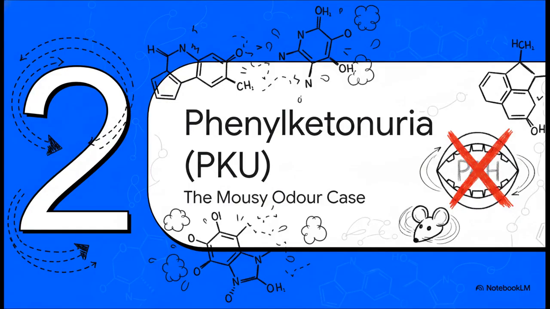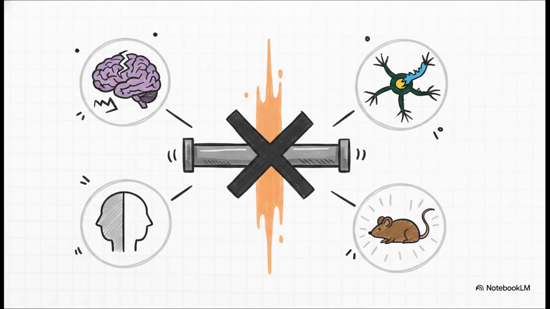Moving right along to Section 2, PKU, or phenylalanine accumulation, also known as the case of the mousy odor. Meet our first suspect, phenylketonuria, or PKU. It's caused by a missing PAH enzyme. Without it, the amino acid phenylalanine literally has nowhere to go. It just builds up and builds up. And the mechanism of harm here is multi-layered.